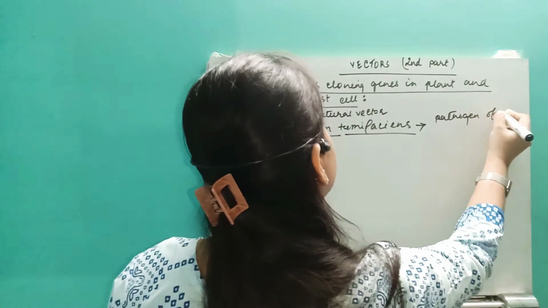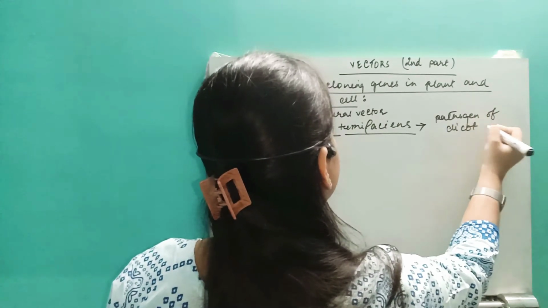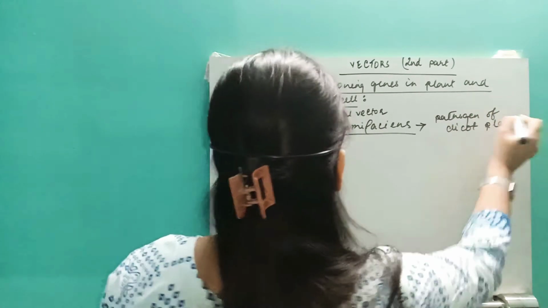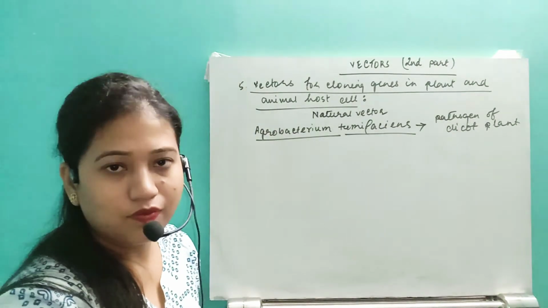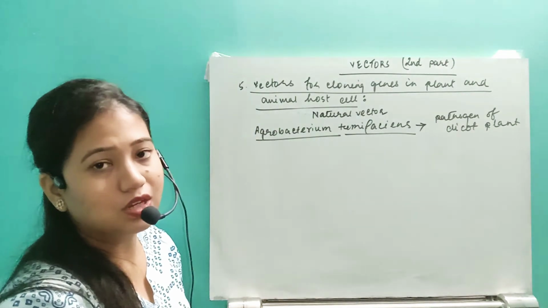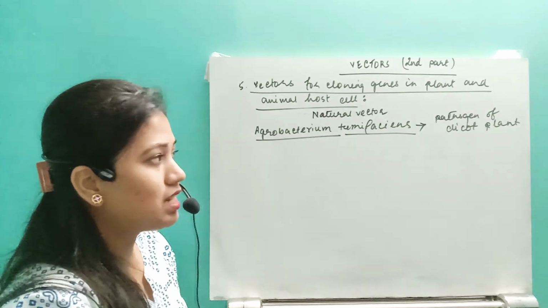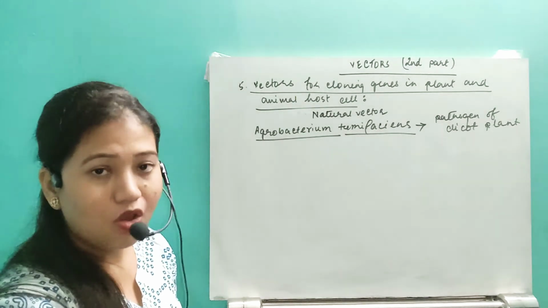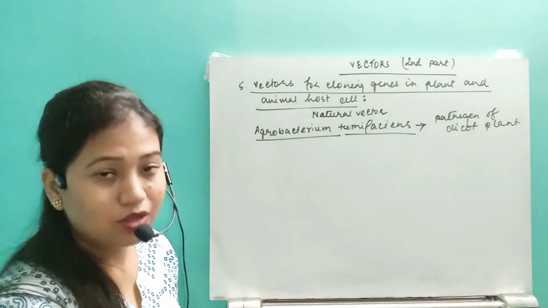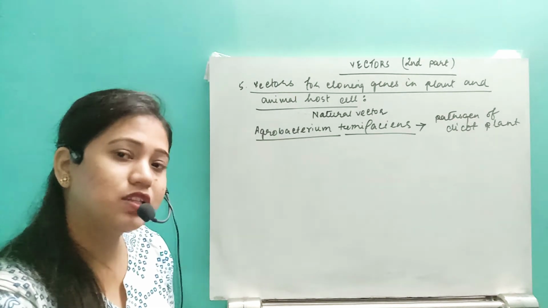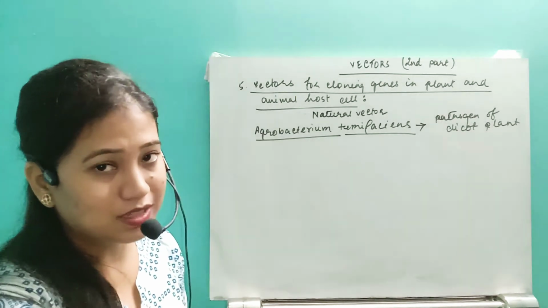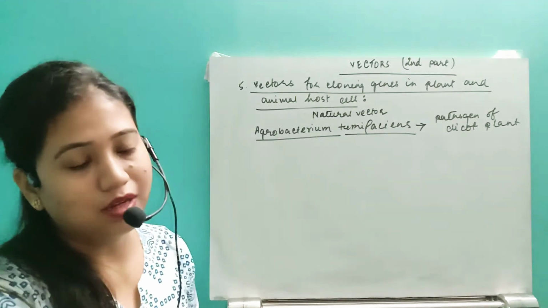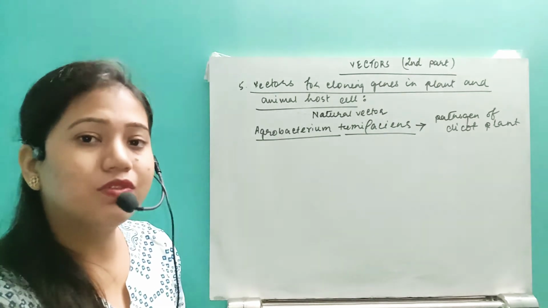In the case of dicot plants, Agrobacterium tumefaciens affects the root region, and it transfers one gene. That gene is known as the T gene or the Ti plasmid. Ti plasmid stands for the tumor inducing plasmid, transferred into the dicot plant. So after that, what happens?